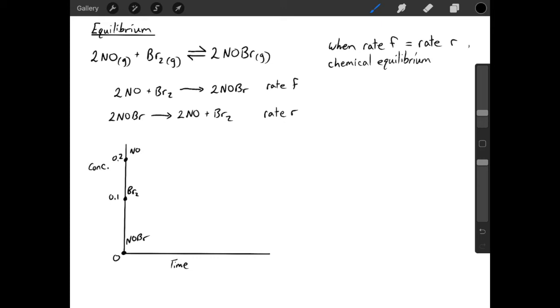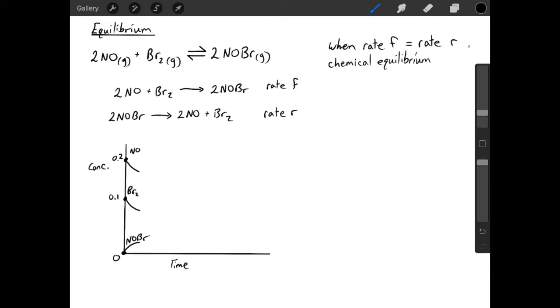Imagine that we start a reaction with a concentration of NO of 0.2 and a concentration of bromine gas of 0.1 and a concentration of NOBr of 0. That is, we mix some nitrogen monoxide with some bromine gas and we're hoping to make NOBr. So initially what will happen is the concentrations of nitrogen monoxide and bromine gas will start to decrease. And the concentration of NOBr will increase because you're producing it.